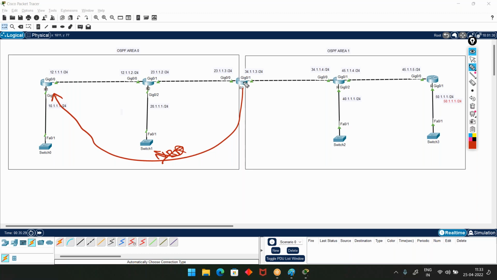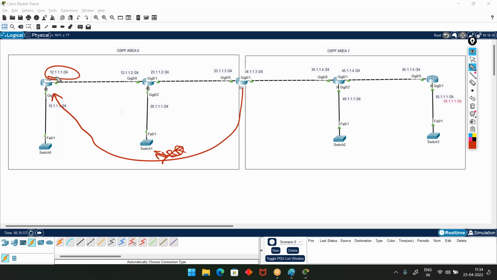So R3 cannot form a direct neighborship with the R1 router. That's why in the neighbor table we don't see this network information. Getting my point? Yes, sir, I got the point. What is that? 12.1.1.2, that network is part of R2, right?